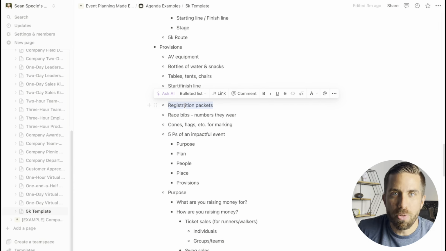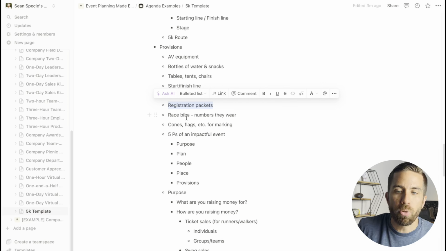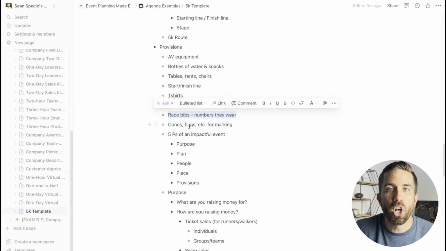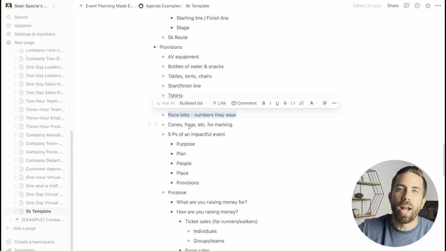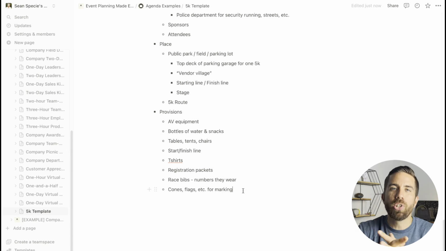What are the registration packets that you need to have there? Do you need to have pens on hand or iPads for registration? The race bibs, you need to have those pre-printed for people. You need to have cones, flags, etc. for marking the route, marking off vendor village, things like that. So other items I'm sure will come to you as you are planning and preparing for your 5K.